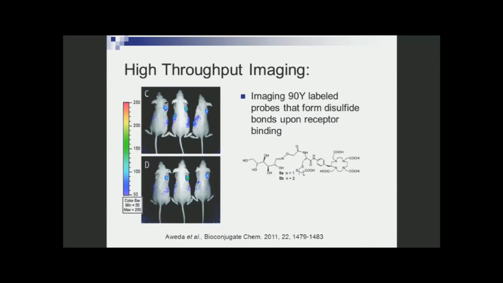And again, we can use it for high throughput imaging, and this is a recent example from the literature showing a yttrium-labeled probe linked to a molecule that forms disulfide bonds upon receptor binding. And so this is just an example showing that you can image 3 mice at a time on an IVIS system.